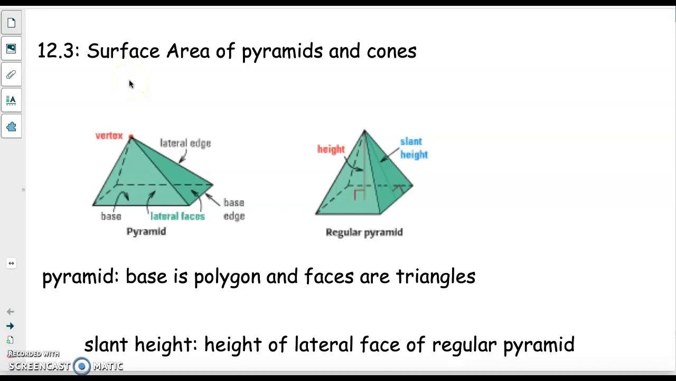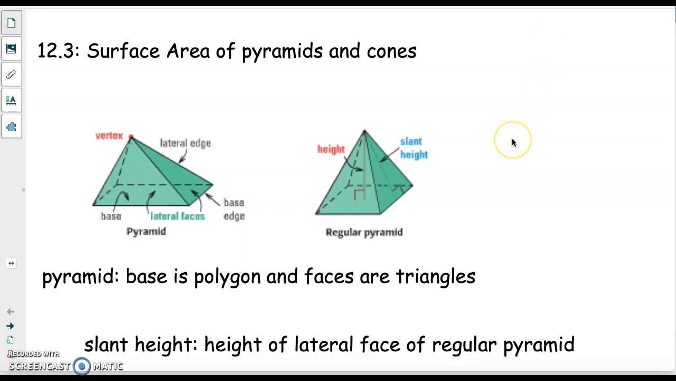Hi, everybody. Welcome to our second screencast. This second screencast is going to be all about finding the surface area of pyramids and cones. So in the last lesson, we were talking about finding surface area of prisms and cylinders. And so today, we're going to talk about pyramids and cones.